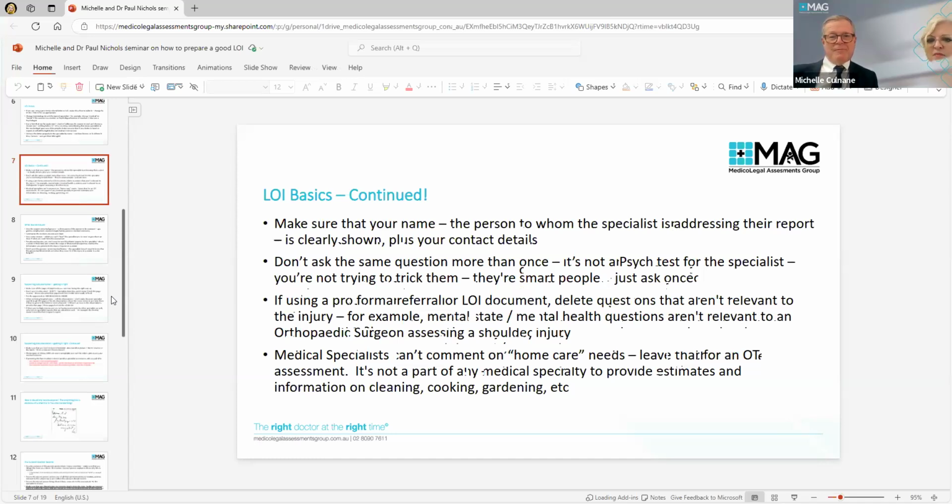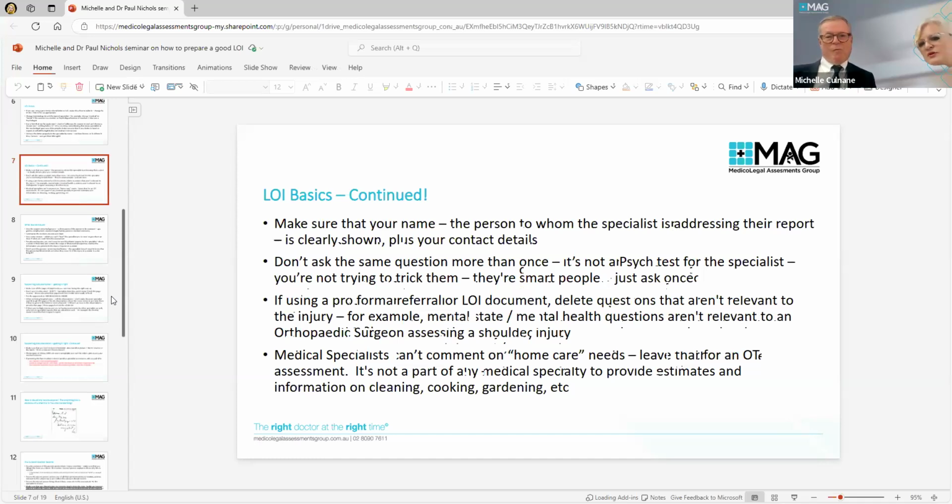And furthermore, medical specialists can't comment on home care needs. That requires an assessment by an occupational therapist. Those are the people who can look at somebody's functionality and activities of daily life. It's not the role of a medical specialist to talk about how much it will cost to have a gardener come in and do the lawn because he's had a hip replacement, or whether he can cook his food or load the dishwasher. So we see this a lot.